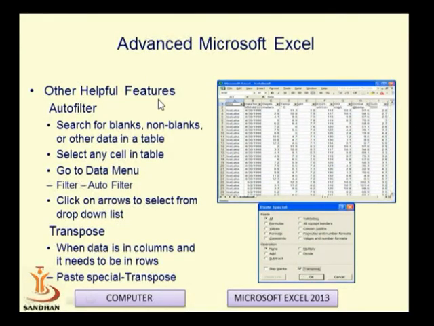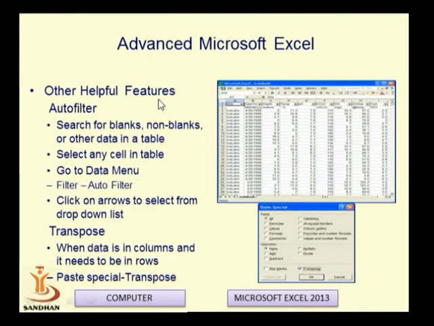Sir, how can one perform filtering and sorting of the data in MS Excel 2013? Yes. In Microsoft Excel, there are features like auto filter. Suppose you can search for blanks, or you can search for how many values are non-blanks, or you can search for other data in a table. First of all, you have to select a cell in a table, then go to the data menu, then select filter and auto filter.